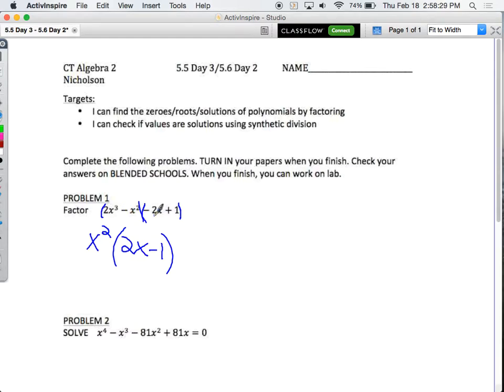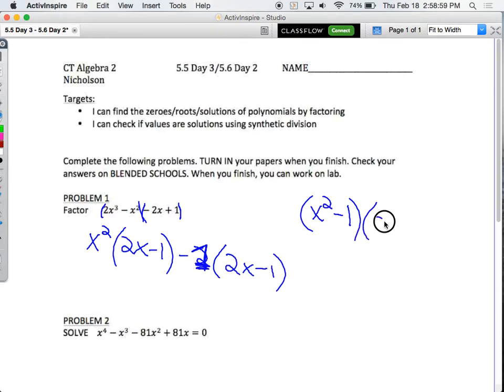The greatest common factor here is negative 2. Left inside, we would have, I lied, the greatest common factor is negative 1. Sorry. Left inside, we would have 2x minus 1. Cleaning this up, combining the things on the outside of parentheses, we have x squared minus 1 times, bring up your other set of parentheses, 2x minus 1.